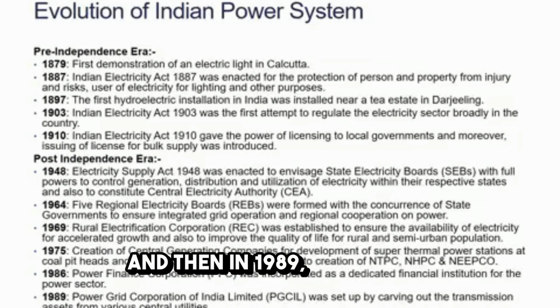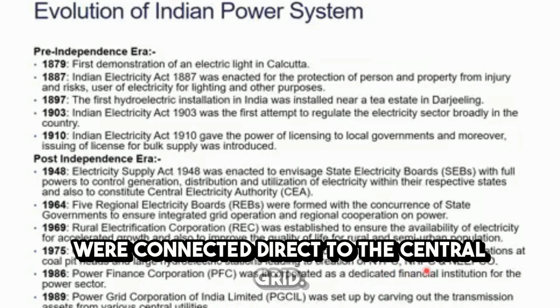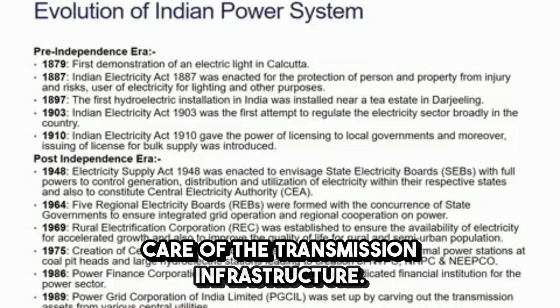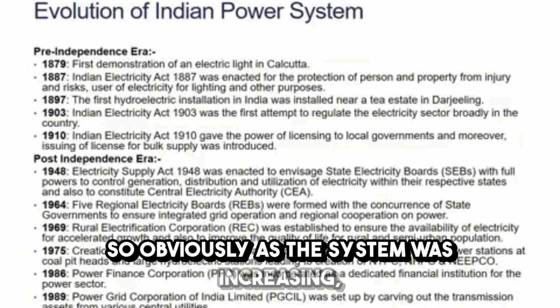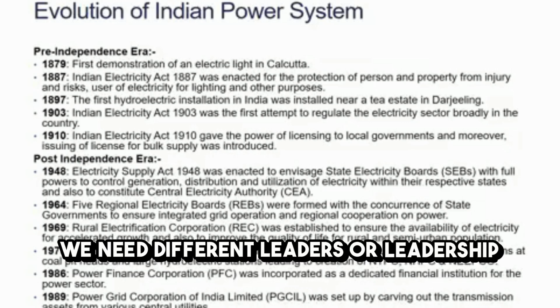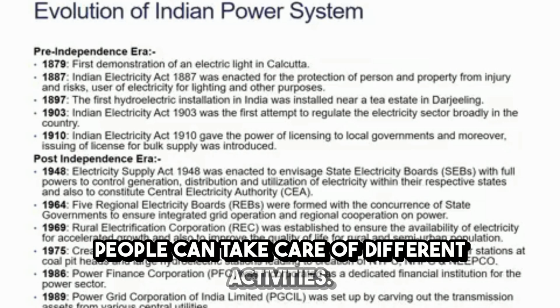And then in 1989, Power Grid Corporation of India was established. Basically, initially it was part of a central agency only, because NTPC and NHPC were connected directly to the central grid. Then that central grid was carved out of the complete asset, and they made a different entity, so that Power Grid Corporation would only take care of the transmission infrastructure. Obviously, as the size of the system was increasing, we needed different leaders, or leadership roles had to be divided so that different people can take care of different activities.